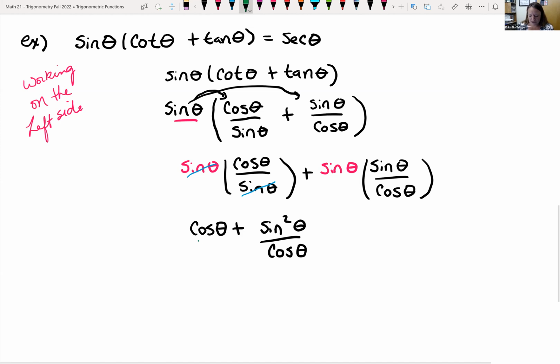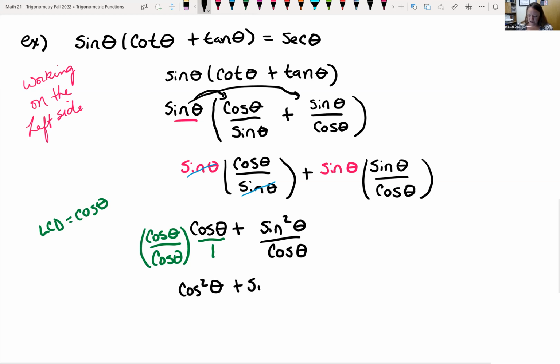I need a common denominator, and it looks like my least common denominator is going to be cosine theta. So I just need to multiply this first term by cosine theta over cosine theta. Cosine theta times cosine theta is cosine squared theta, plus this sine squared theta. Because I have a common denominator, I can write it as a single fraction, all over our least common denominator of cosine theta.